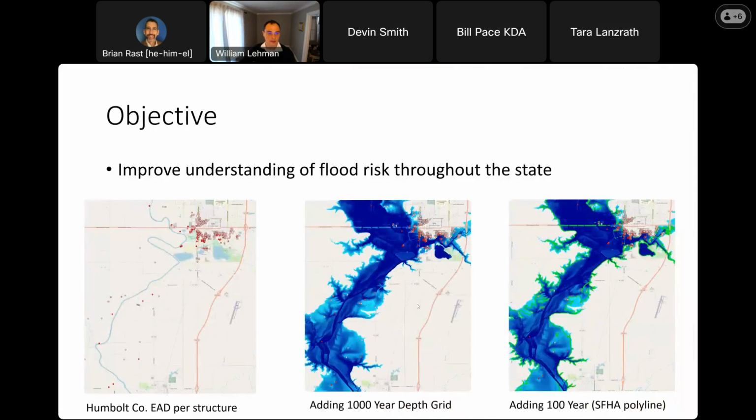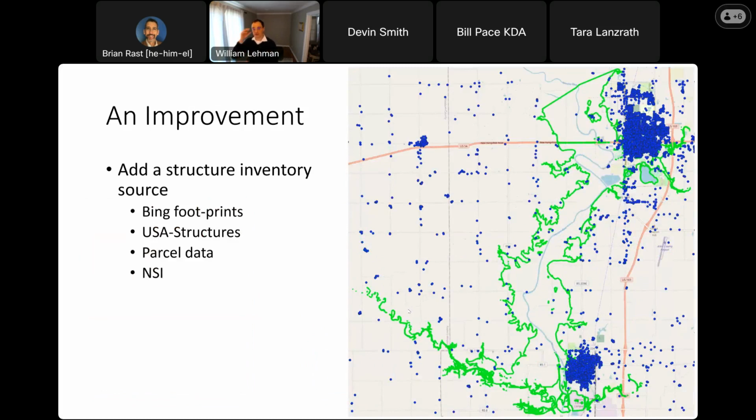So I think one slight improvement might be to integrate some sort of structure source, to add a structure inventory. There are a lot of different inventories out there. You could use state level or county level parcel data. You could use Bing footprints. You could use USA Structures, which is a federally provided footprint data source based off of aerial imagery and some limited LiDAR analysis. Or you could use something like the National Structure Inventory. None of these products by themselves are perfect, so you kind of have to grapple with them collectively to some degree.